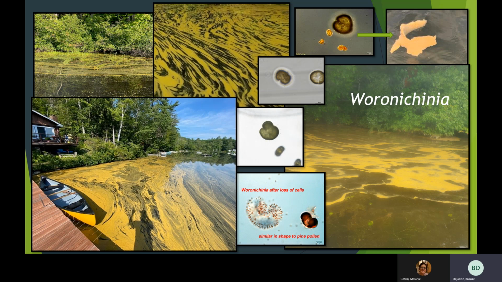In this case, this Woronichinia is giving off a really strange sort of like tan color, but it can also appear green. And we're trying to learn more about this because it's been a problem in a few lakes in recent years where we haven't really observed it before.